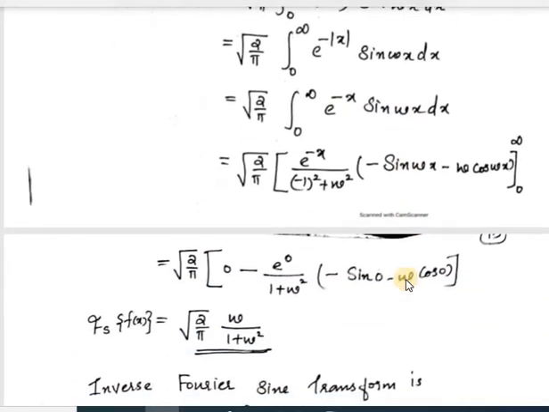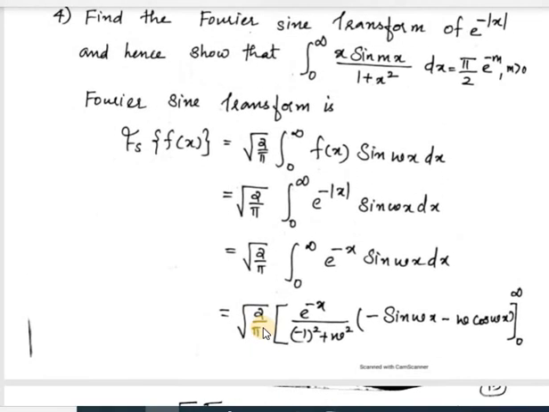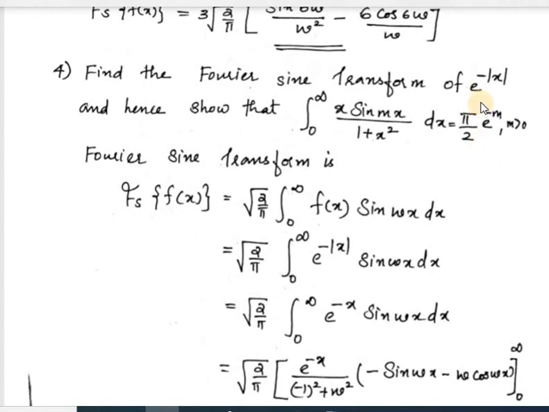Then applying the reduction formula as told earlier, it becomes e raised to minus x by minus 1 square plus omega square, into minus sine omega x minus omega cos omega x. The limit is 0 to infinity. Applying the upper limit infinity, this becomes 0. Applying the lower limit 0, it becomes e raised to 0 by 1 plus omega square, into minus sine 0 minus omega cos 0. And sine 0 is 0, so this becomes omega by 1 plus omega square. So we have found the Fourier sine transform of e raised to minus x.